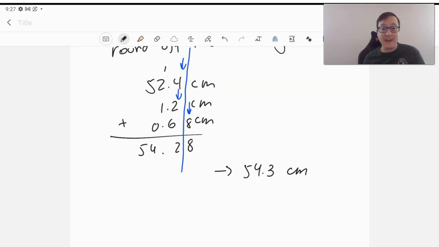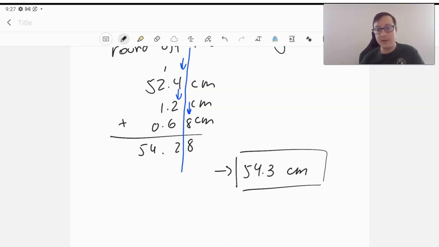So we're going to round that 8 up. We're going to increase the next digit by 1 to indicate that we've rounded up, and the 8 just goes away. And so our answer has significance in the tenths place, and that is where our least significant measurements happen to be. And so that's how we can add and subtract.